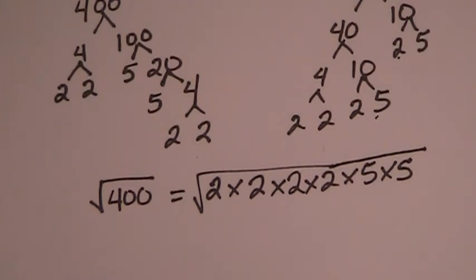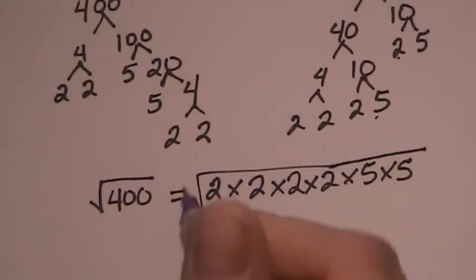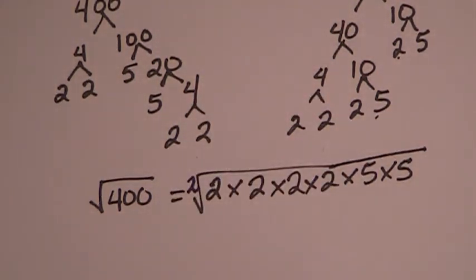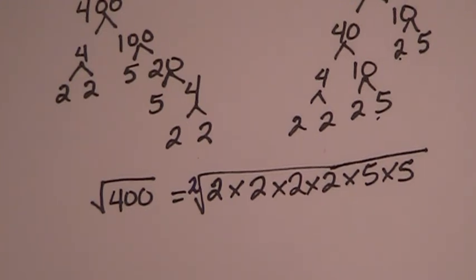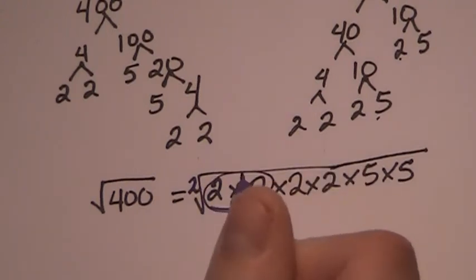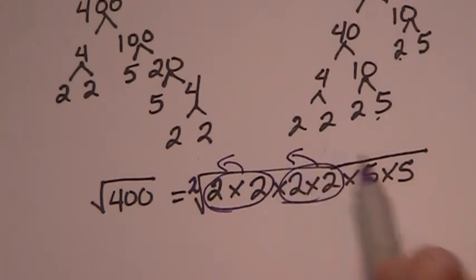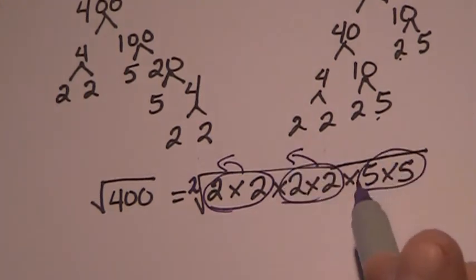So now, looking for our index, remember no visible index is an index of 2, so we have a 2 there. As we go to look at it, we are now going to circle numbers that are the same in groups of 2. So 1, 2, these guys go together and they can come out. These guys get to go together and come out. And we have 2 5s that get to go together and come out. Notice in this scenario, we have no leftover numbers under our radical sign.